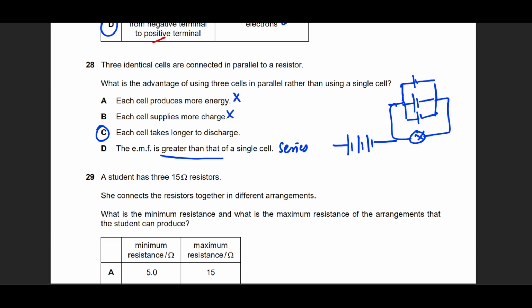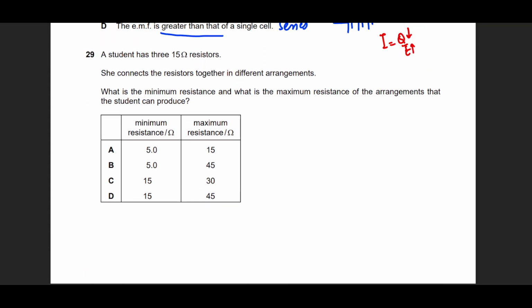You see, previously, one cell had to provide whatever energy requirement the bulb or the heater or the appliance was going to have. But now it is being shared by three cells. So the requirement actually reduces by 3 times. Now, when you reduce the requirement of charge, simple, I equals Q by t. If you want less charge, then it's most definitely going to increase the time, right? It's going to last longer because you're requiring less energy. Anyways, moving on to the next part.